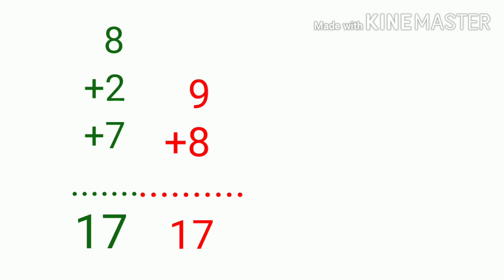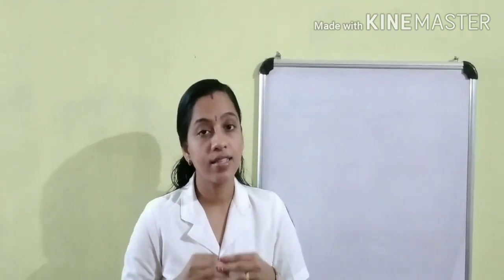Remember children, to add 3 numbers, add any 2 numbers first, then add the 3rd number to the sum. Is it clear? I hope you have understood how to add 3 numbers. Okay? I hope you have understood today's class. Today, we revised the 6th chapter, addition up to 20. You have to practice more problems.